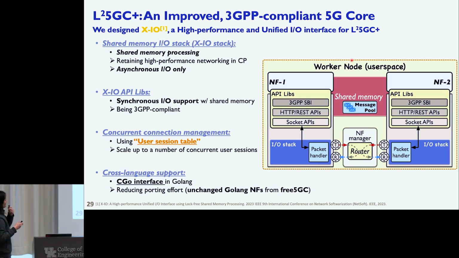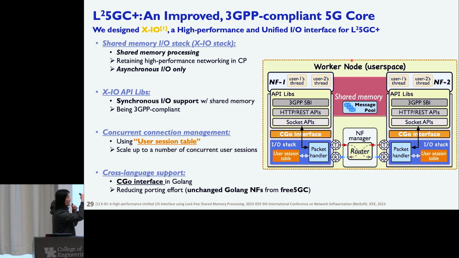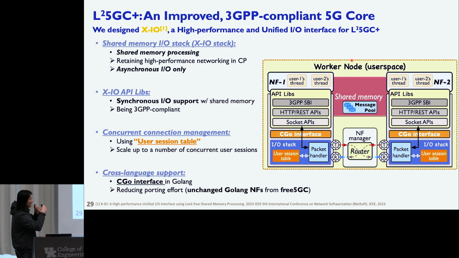And to support concurrent connection management, we introduce user session tables, turning the stateless I/O stack into a stateful one, so that we can scale up to a number of concurrent user sessions. And for cross-language support, we use the cgo interface in Golang to interface the upper layer Go-based implementations with the underlying C-based I/O stack, so that we can reduce our porting effort and directly use unchanged Golang NFs from free5GC. So we don't need to develop our network functions from scratch.